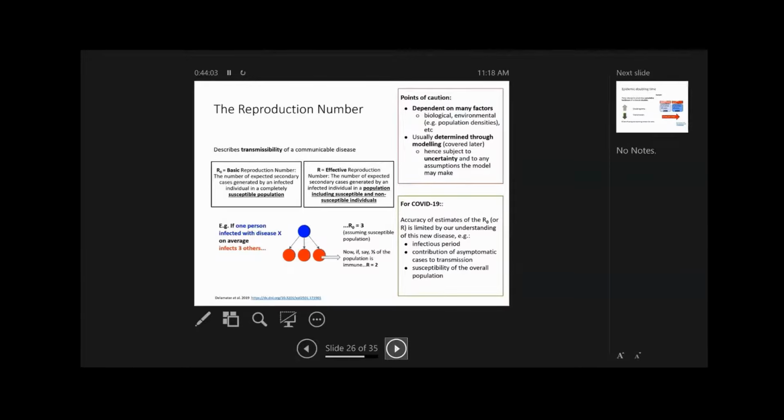Now, the reproductive number, or R naught, is the expected average number of secondary cases generated by one infected individual in a completely susceptible population. Completely susceptible means it's a virgin population where nobody's been exposed to that virus. Nobody's got prior immunity, nobody's been vaccinated, so the disease pretty much spreads like wildfire, right?